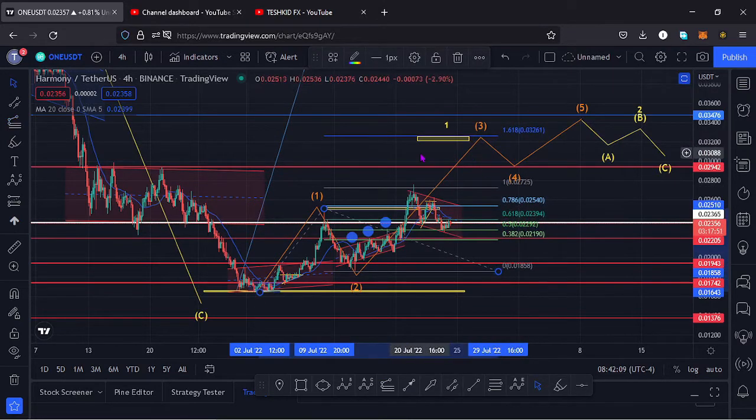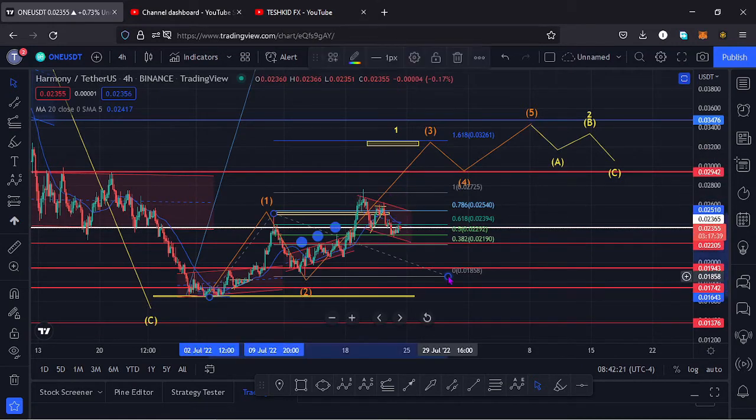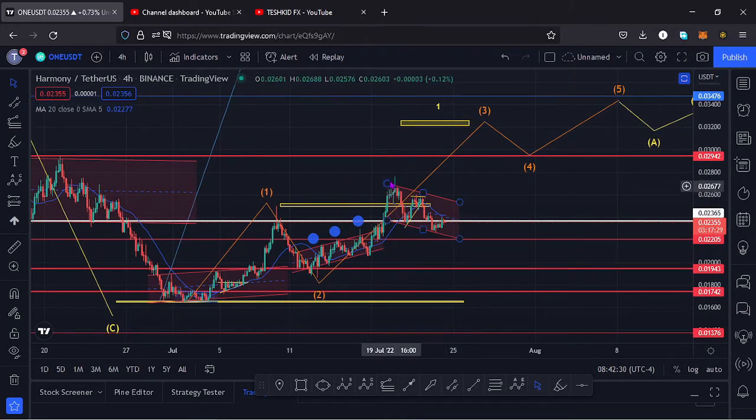That gives us a target area at around the $0.03261 mark, which is within this yellow target at around the fib level 1.618, which is the minimum that I expect that wave 3 to the upper side to do. On this chart also, we have this channel that you are trading within at the moment, and this brings me to the very first key scenario that I expect to play out over here.